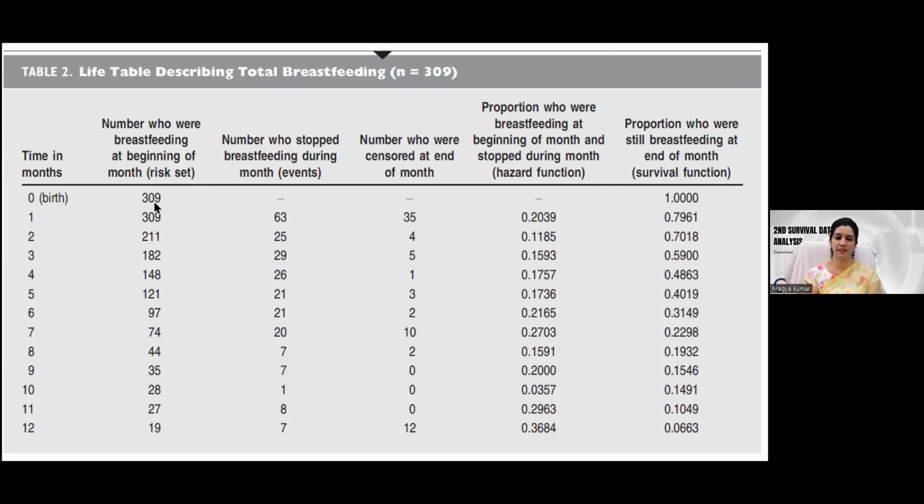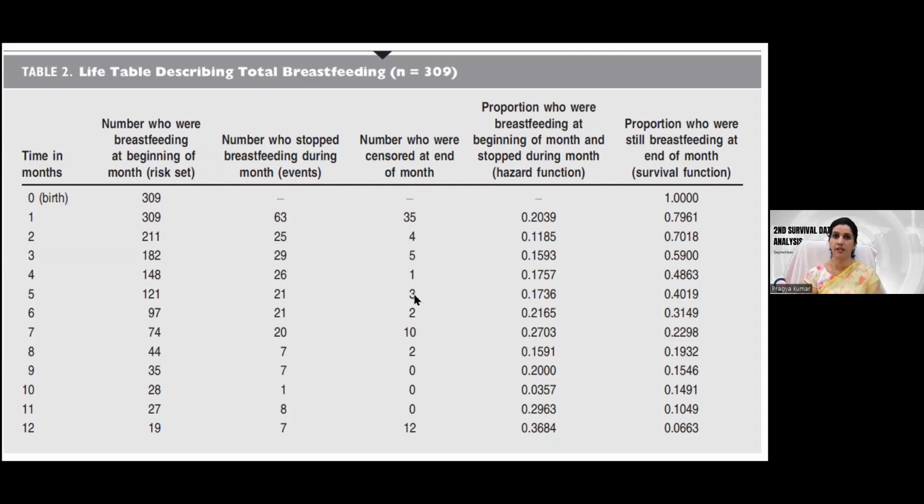So this is the beginning of the individuals. All these numbers you will get from the software. You don't need to worry about that. The only thing is what to include in your table. Then again, the second is the number who stopped breastfeeding during the month. This is the event. Then the number who were censored at the end.